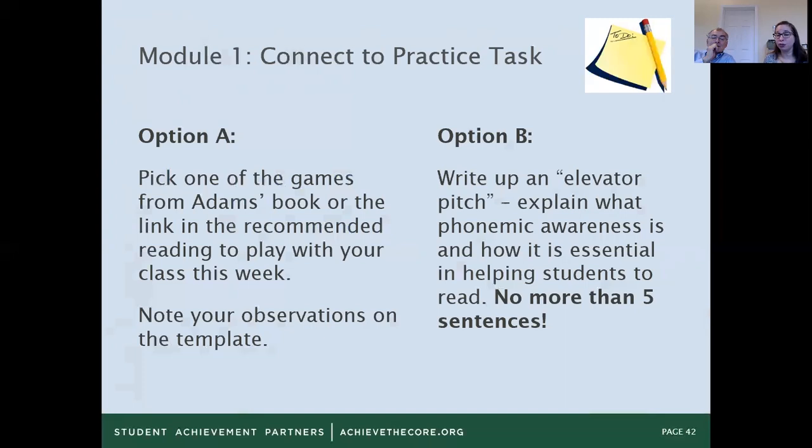And then your practice task. There are 2 options for practice tasks this week. One is for early grade teachers. You can pick one of the games, either from the Adams book if you have it, or we have a link on the next slide to a list of games that come from that book, and play with your students and really observe them as they play. You want to note what this kind of work does for your students, and we have a template for you.